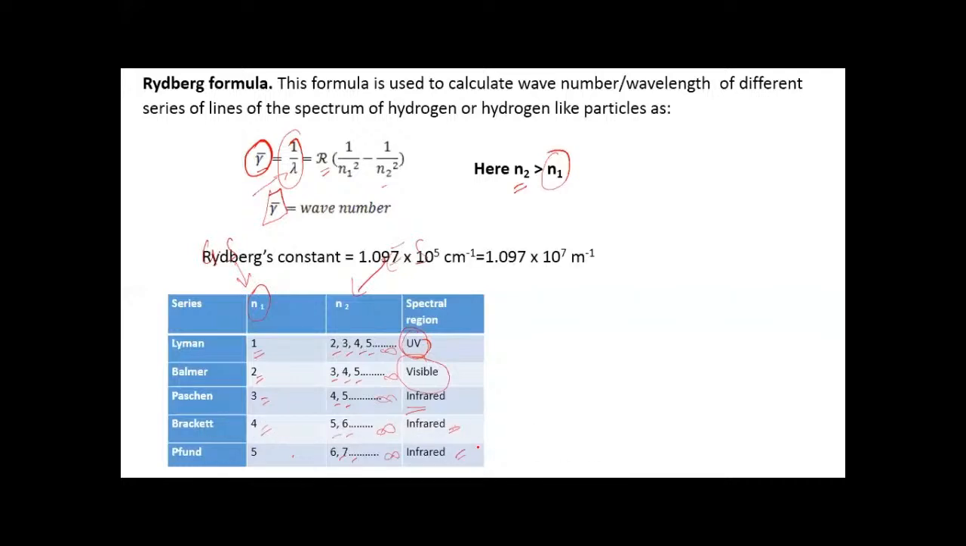Now here is the value of the Rydberg constant. The Rydberg constant value is 1.097 into 10 to the power 5 centimeter inverse. This is the value in centimeters, or 1.097 into 10 to the power 7 meter inverse. This is in centimeter inverse and this is in meter inverse.